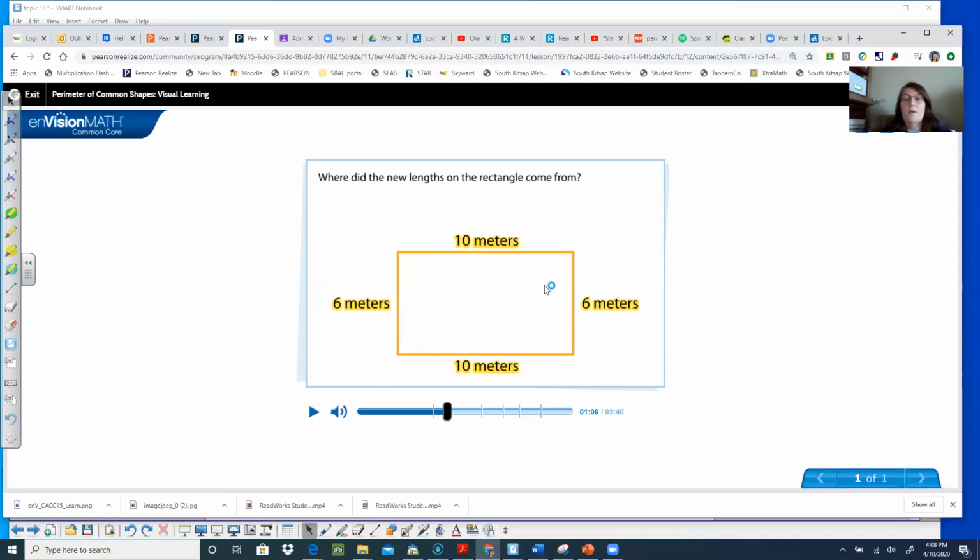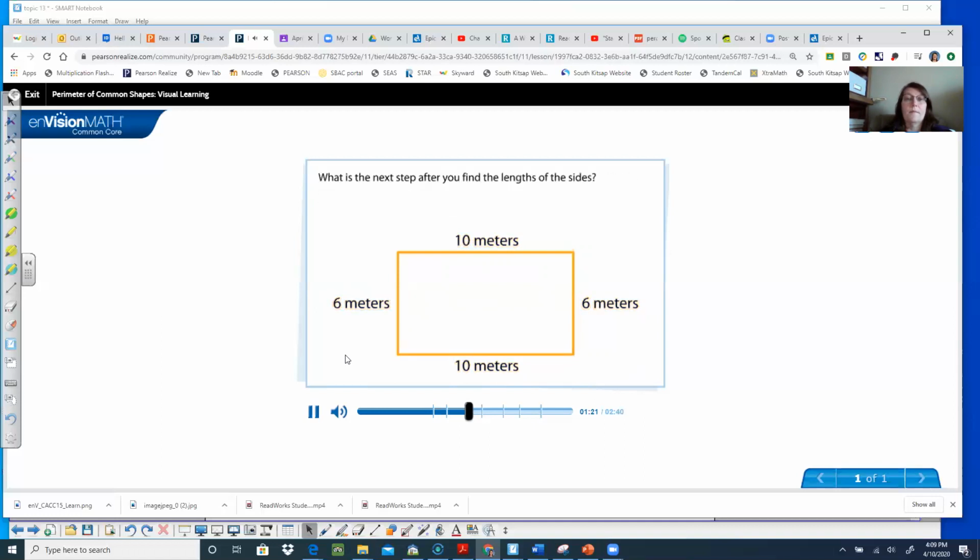Okay, what they want you to remember is that with a rectangle, opposite sides are equal and parallel. So 6 and 6, they are opposite, they are equal, and they are parallel. 10 and 10, they are equal and they are parallel because they are opposites. The shape is a rectangle, so you know that the opposite sides are the same lengths as the lengths given. Remember, opposite sides of a rectangle are the same lengths.